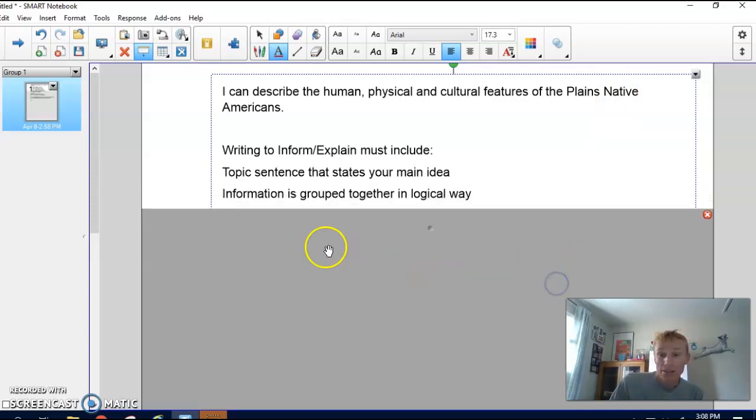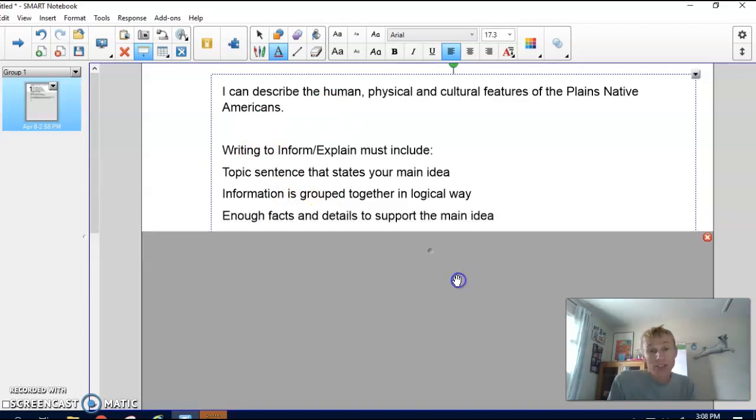We also have to make sure, this is really important, that we group our information in a logical way. We have pretty much three little subtopics that we have to describe, right? So I want to put all the human features together, all the physical features together, all the cultural features together. I don't want to share a human, a physical, and then go back to a human. I want to group that information so it makes sense together.